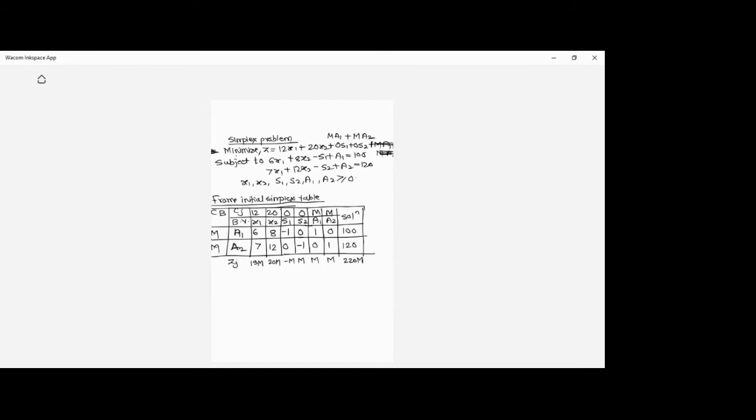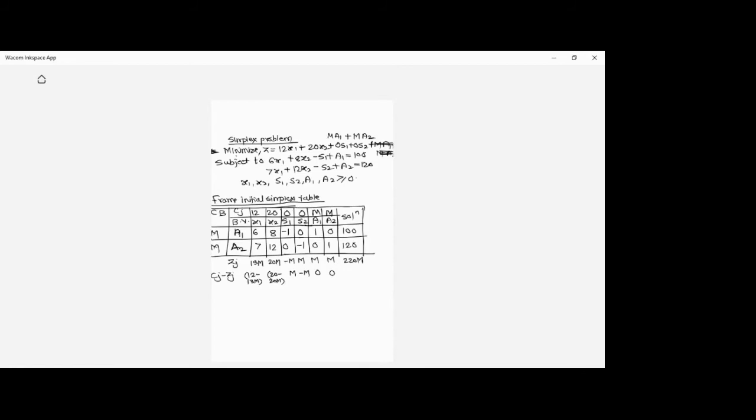So now Cj minus Zj, right? Firstly it will be 12 minus 13m, so written properly, it is 20 minus 20m, that we have written. It is 0 minus minus m, that means it is m. It is 0 minus m, that means it is minus m. m minus m is 0.